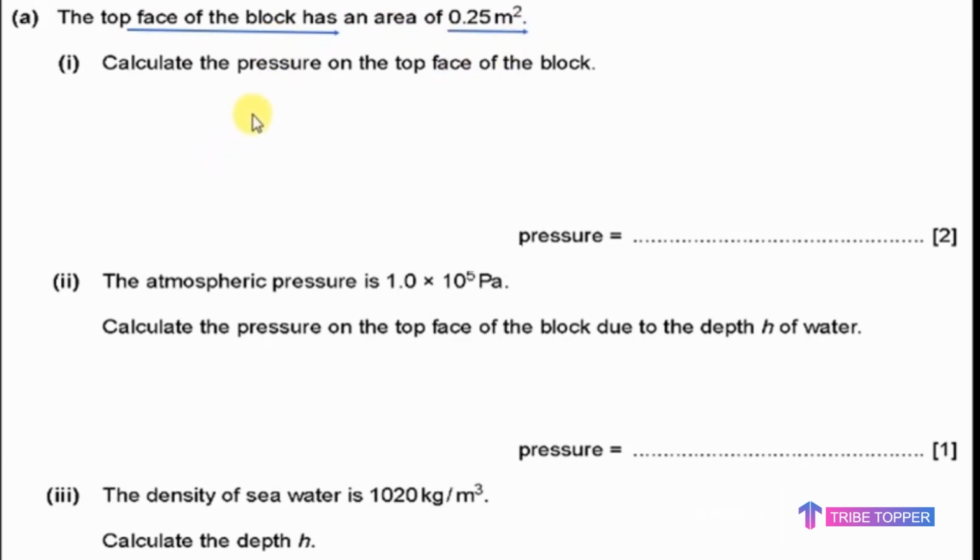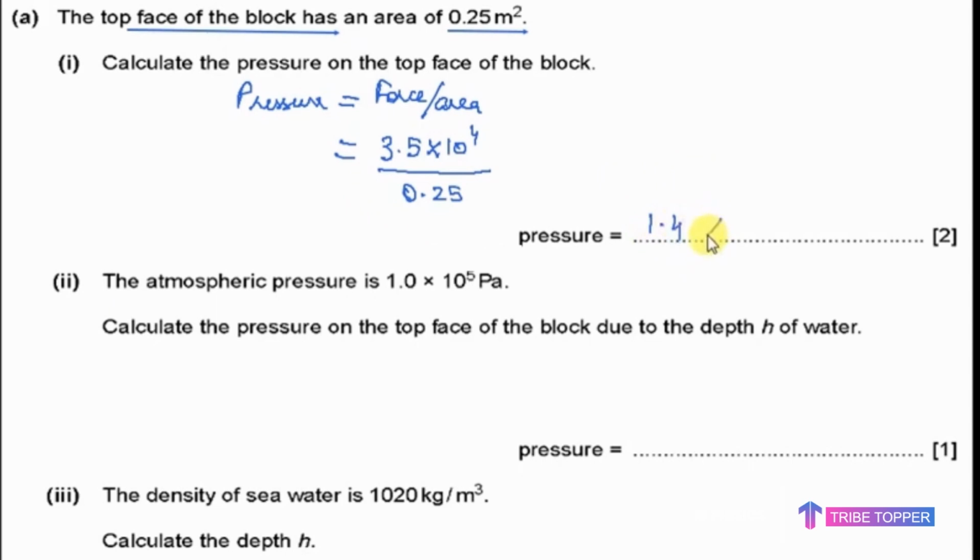So first step is, please write the correct formula. We would write, since pressure is equal to force upon area, and we are given both. The force acting, now just plug in the correct values. So the force acting on the top face is 3.5 into 10 to the power 4 Newton upon area. Area of the top face is 0.25 meters square. And when you solve this, you would get 1.4 times 10 to the power 5 Pascal. So that's the pressure acting on the top face of the block.